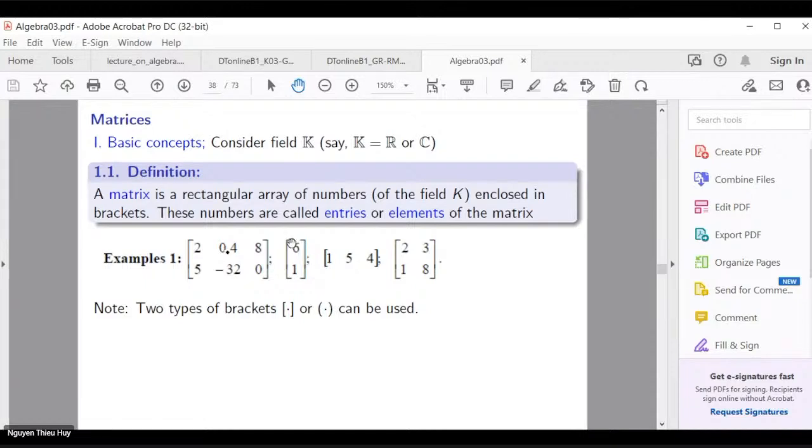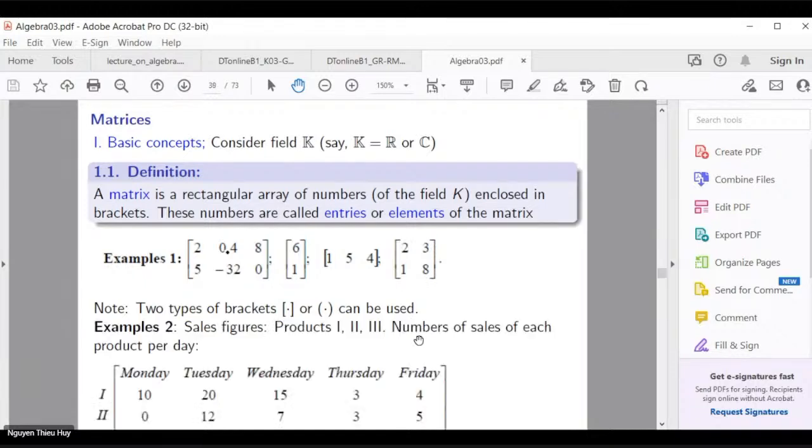Good. So you have here another matrix, only 1 column, 2 rows. Here it's only 1 row and 3 columns. Here 2 rows, 2 columns. So a matrix is a rectangular array of numbers, you know? And the numbers here in the matrix are called entries of the matrix.